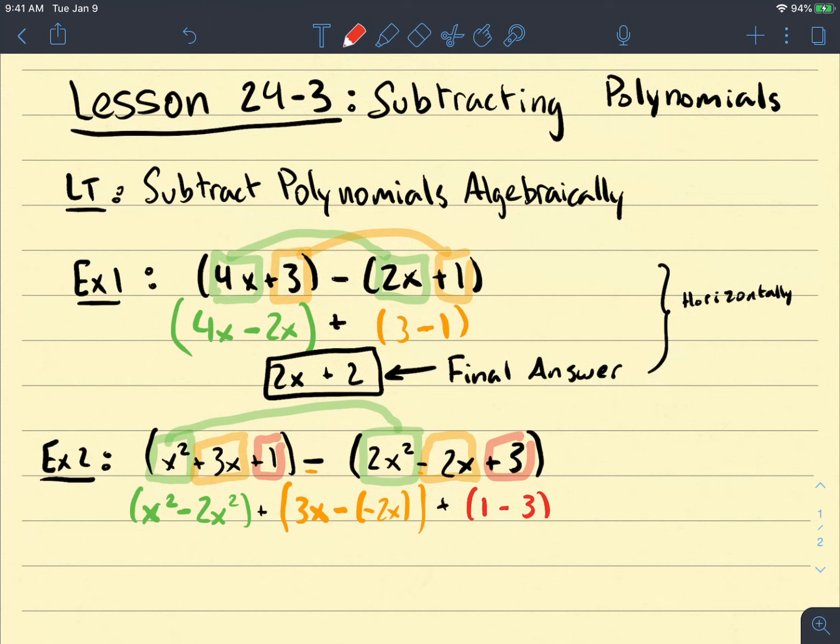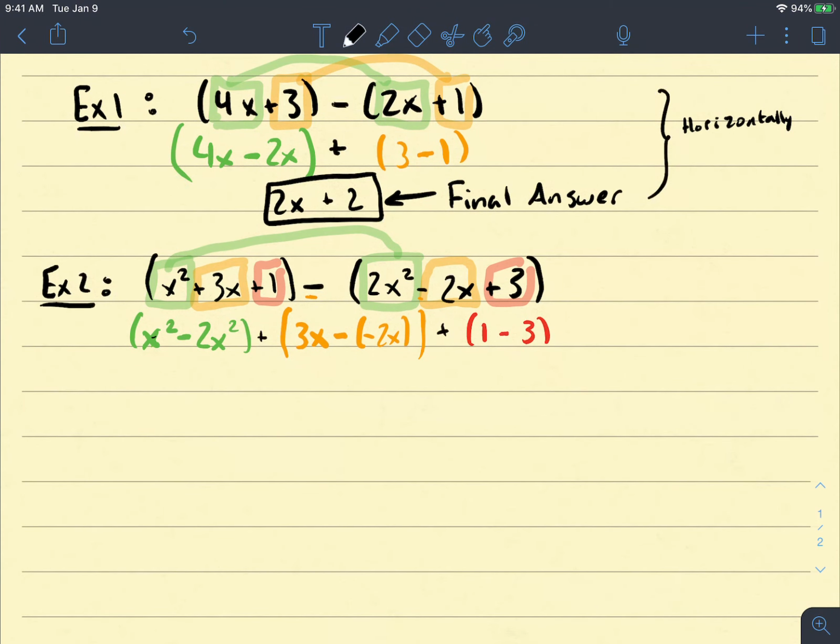All right. Now all we got to do is combine like terms, and we're done. So x squared minus 2x, that's negative 1, but we don't ever write the 1, so it's going to be negative x squared. There's an invisible 1 in front of the x.